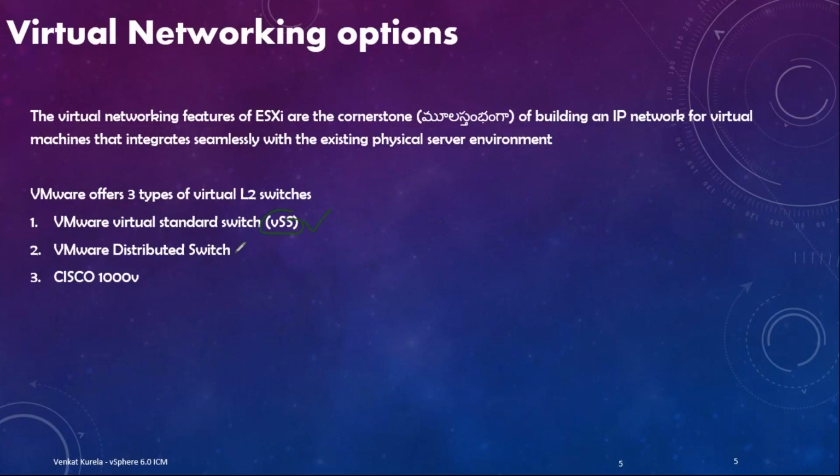Virtual distributed switch is a second option from VMware, but as the name says, it is a distributed switch. We will see in the course how exactly it makes the difference from the standard switch. And Cisco 1000V is actually a virtual switch again, but that is from Cisco. But if you wanted to make use of Cisco 1000V switch, you have to buy the licenses from Cisco as well. You just cannot directly make use of it.